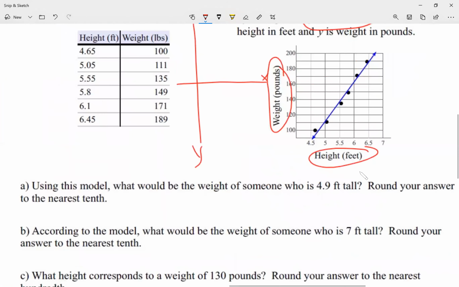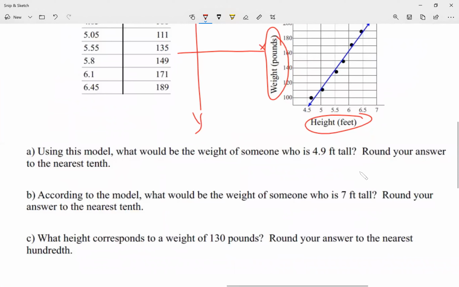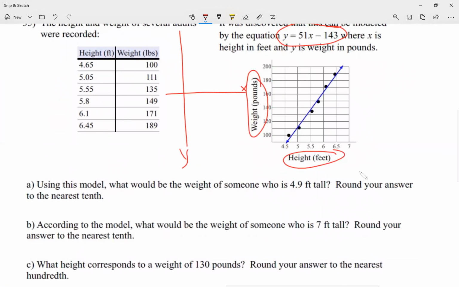Now looking at question A, using this model, I'm going to use the equation. When I say equation, I mean y equals 51x minus 143. Using this model, what will be the weight? So it seems like I don't know the weight of someone who is 4.9 feet tall.